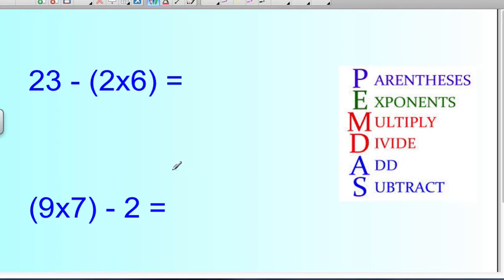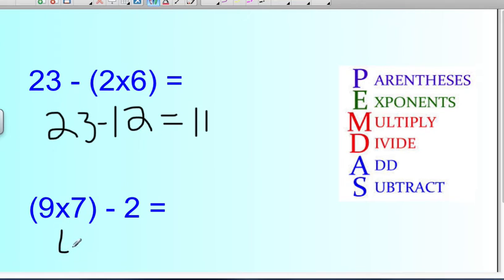Couple more. I'm going to start right off because I see parentheses. So 23 minus 12 equals, what does that equal? It equals 11. This one, the parentheses are up front, so I'm going to do 63.